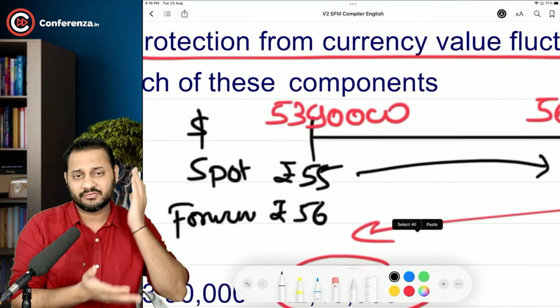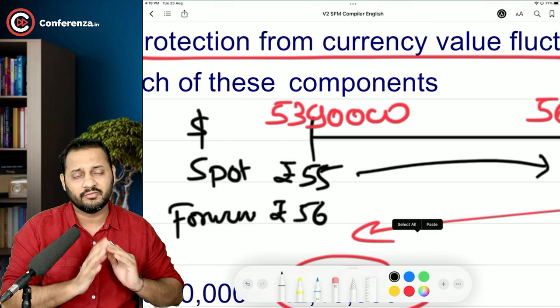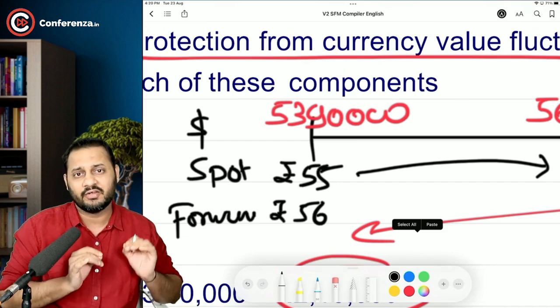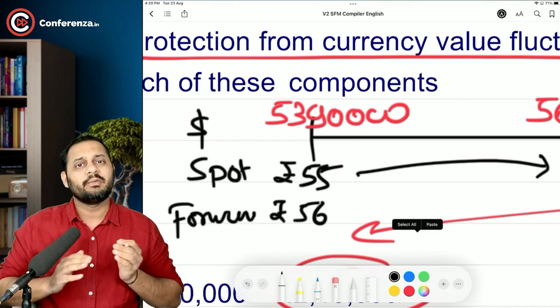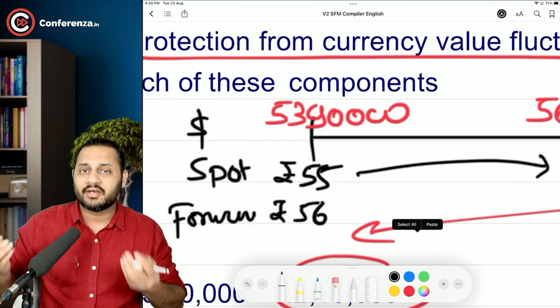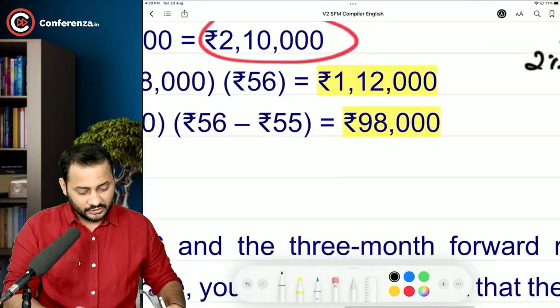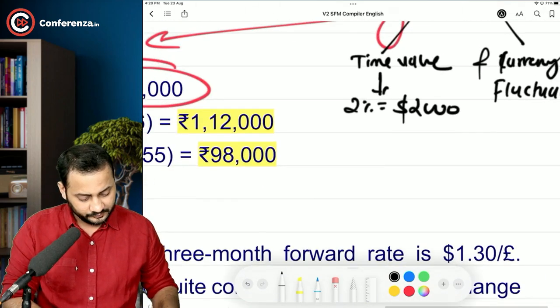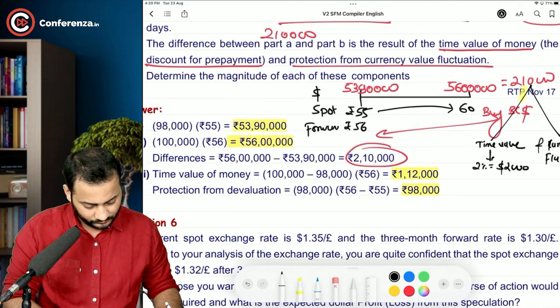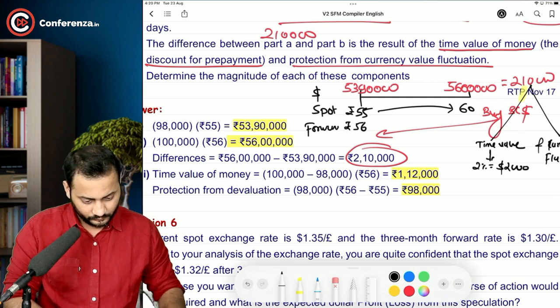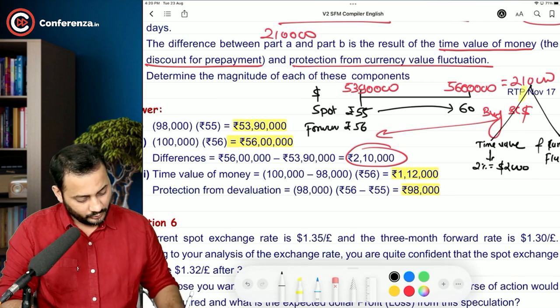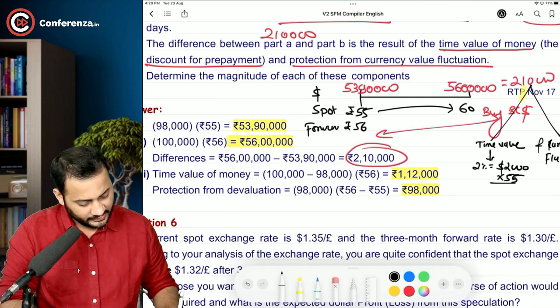We will keep it the same, 55, 55, 55 all the time. Whenever you want to make the payment, it is 55 only. Since you are making the payment early, you are getting a discount from the trader. That is $2,000. So the time value of it is $2,000 into 55, that comes to 1,10,000.